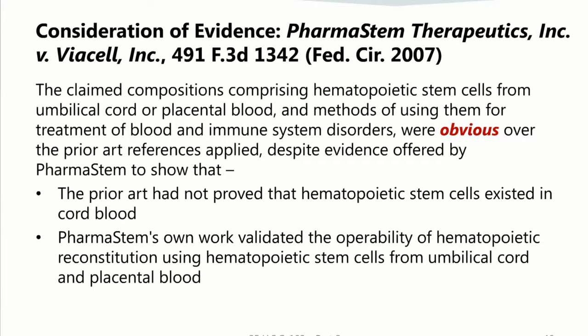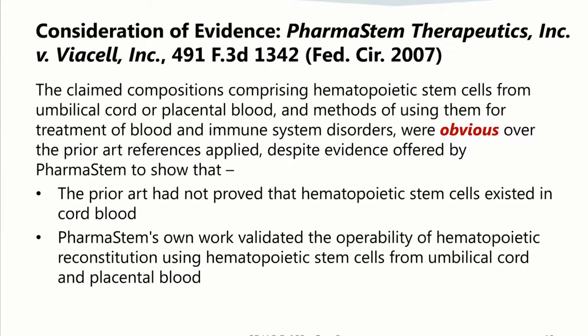The first example is PharmaStem Therapeutics versus ViaCell. The invention was directed to a composition comprising hematopoietic stem cells from umbilical cord or placental blood and methods of treating blood and immune disorders with the compositions. The invention was held obvious over the prior art applied, despite evidence offered by PharmaStem.